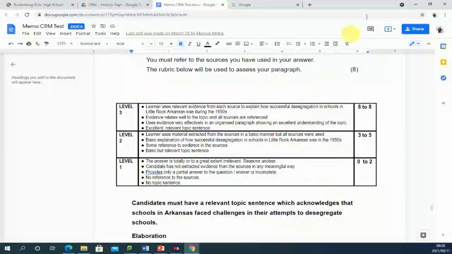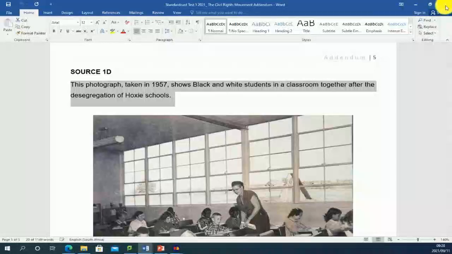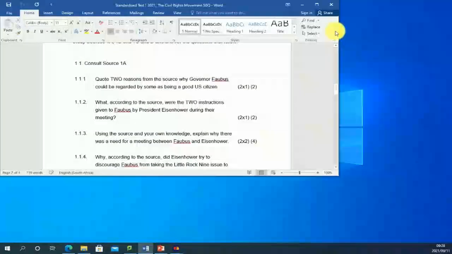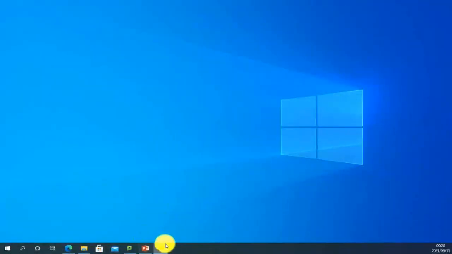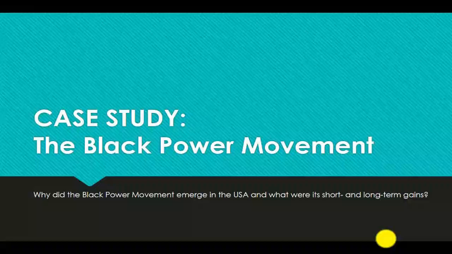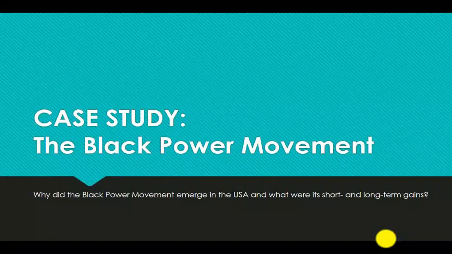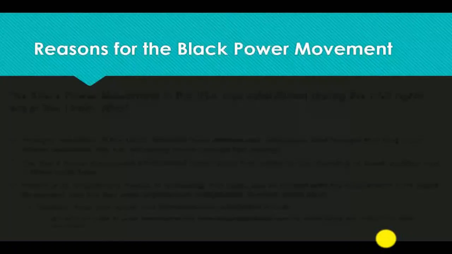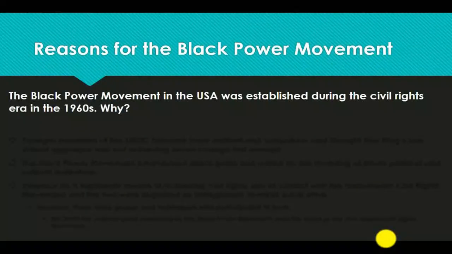Now, we are going to move on to looking at, so I should close that and that. Okay. So we are going to move on to looking at, just very briefly, very quickly, the Black Power movement essay, and I'm just very briefly going to go over the content that will be covered in your essay. Okay. So the reasons for the Black Power movement in the USA. So the Black Power movement in the USA was established in the civil rights era in the 1960s, and we are going to establish why it was necessary.